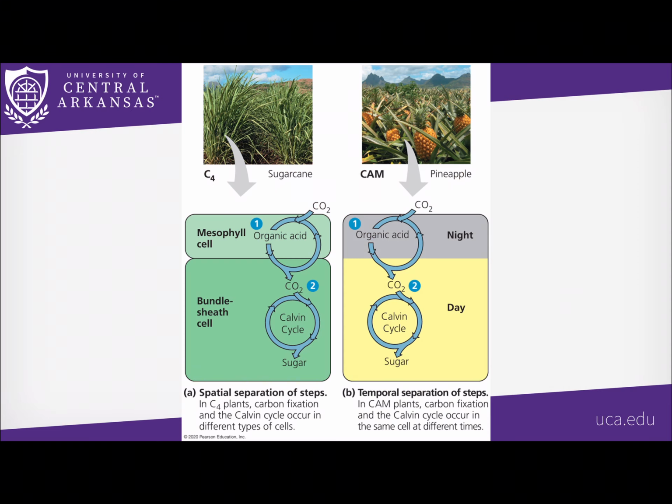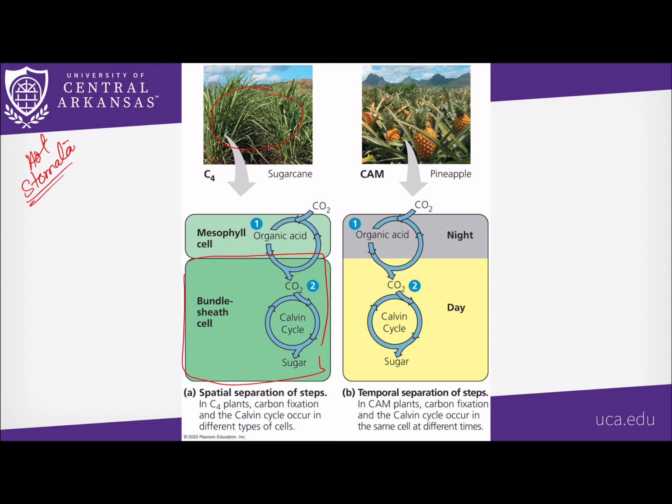Now sometimes when it is very hot, the stomata are closed, and when the stomata are closed, there is no carbon dioxide source. So plants have adapted to this situation. There are 2 types of adaptation. One is done by the sugarcane and grasses, where they separate spatially. So you have 2 cells, a mesophyll cell, which is connected to a bundle sheath cell.